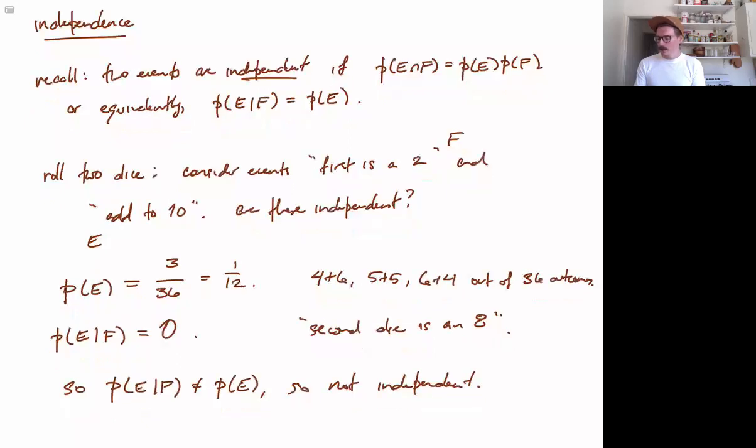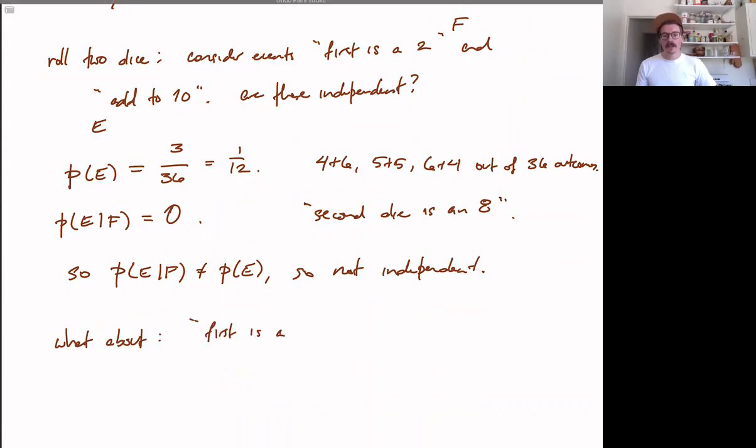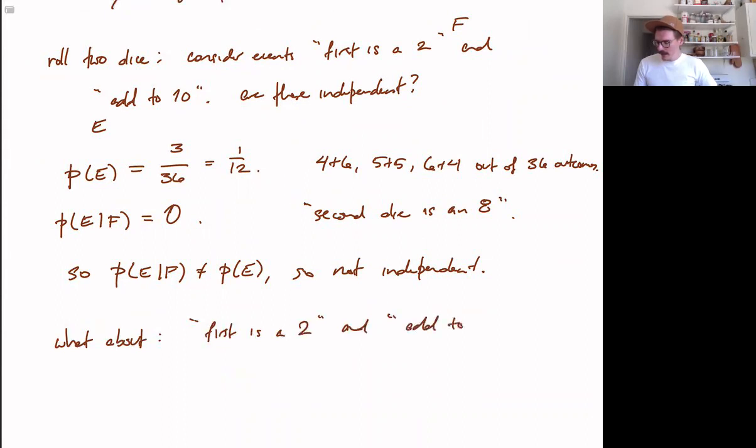Well, let's do another example, just to illustrate that there are occasions when your intuition can be misleading. So how about these two events? In the same situation of rolling two dice, the first die roll is a 2, and the dice add to 7. Are these independent?